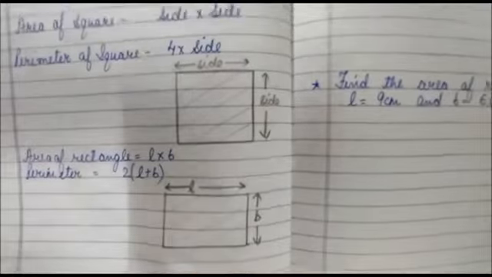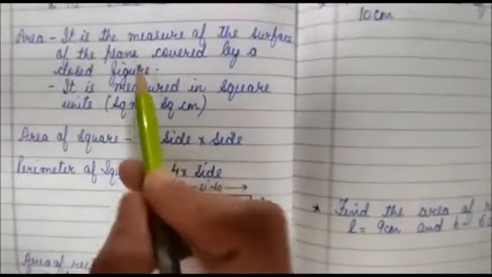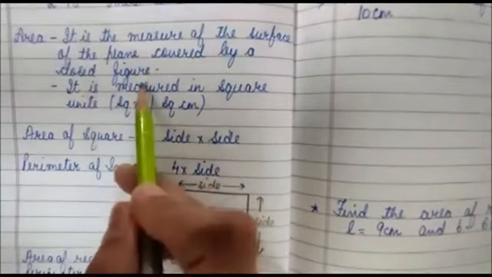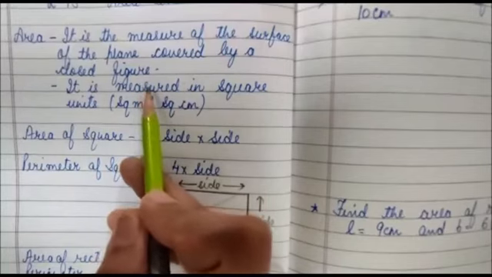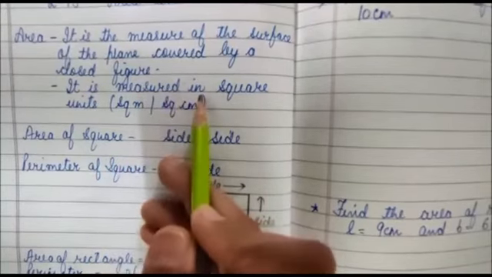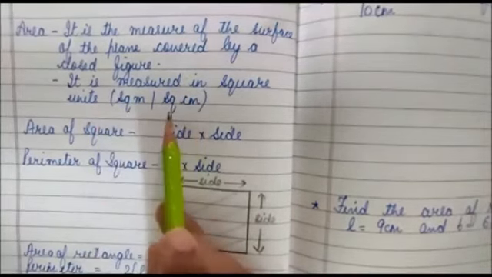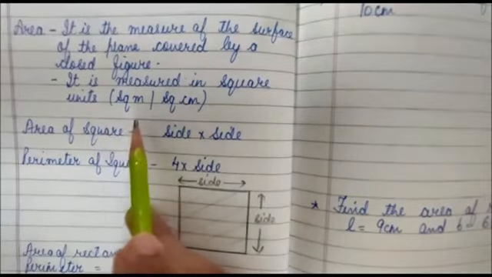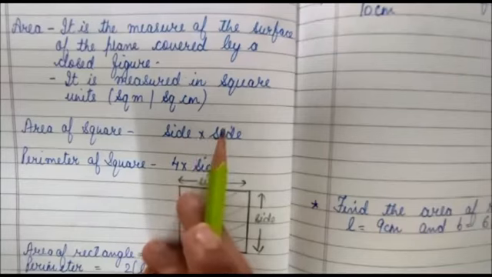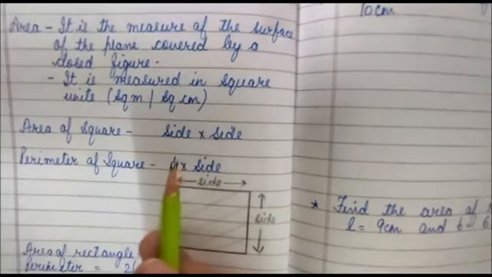It is for square, rectangle, triangle or a circle. So area is what? It is a measure of the surface of a plane covered by a closed figure. The closed figure can be a square, a rectangle, a triangle or a circle. Now let's come to the second part. This we have already done, that it is always measured in square units. It can be in square meter, square centimeter, or square kilometer, or if we have a very small area, it can be in square millimeter also.